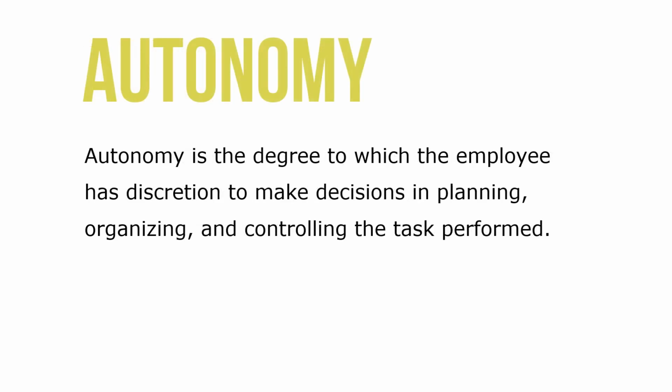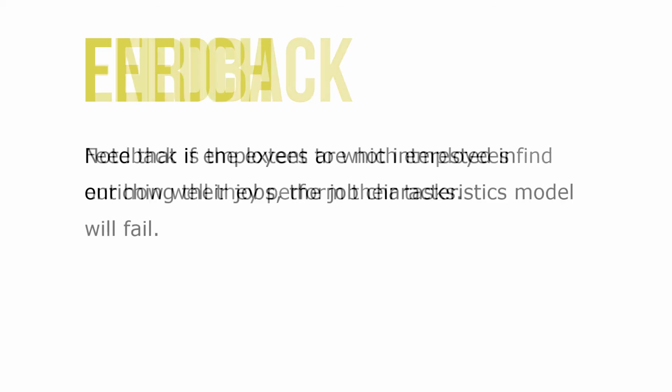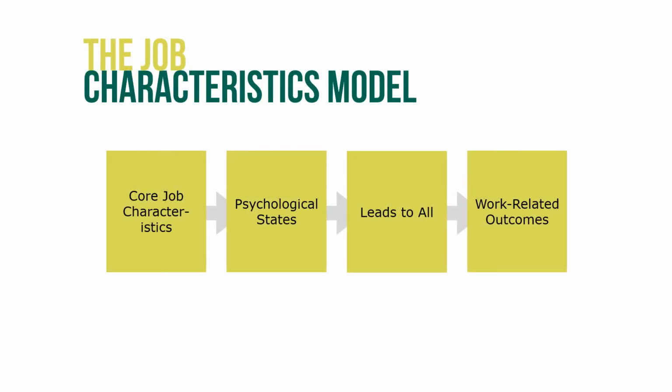Autonomy is the degree to which the employee has discretion to make decisions in planning, organizing, and controlling the task performed. Feedback is the extent to which employees find out how well they perform their tasks. Note that if employees are not interested in enriching their jobs, the job characteristics model will fail. So the core job characteristics lead to psychological states and experience of meaningfulness at work, which leads to work-related outcomes.